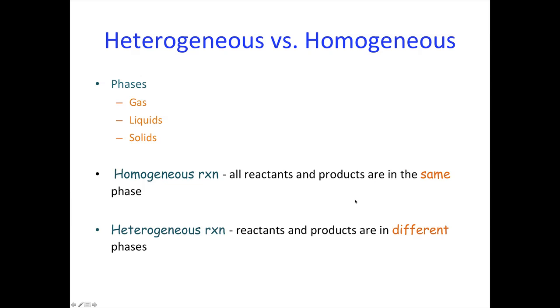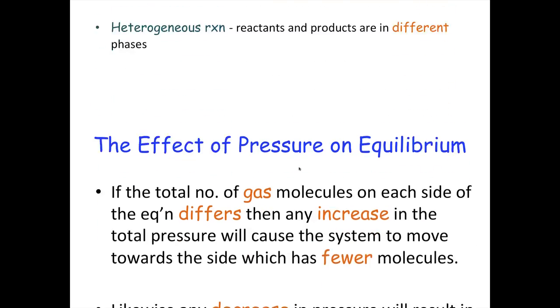Right, so this is a general term here, heterogeneous versus homogeneous. All right, and it has to do with the different phases. You have gases, liquids, and solids. And for homogeneous reactions, all the reactants and products are in the same phase, while for heterogeneous reactions, reactants and products are in different phases. So that's something to remember.